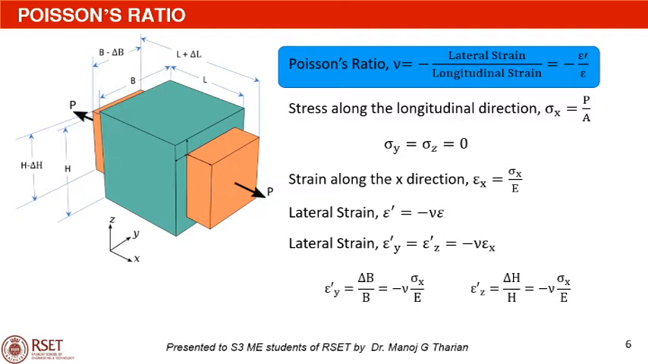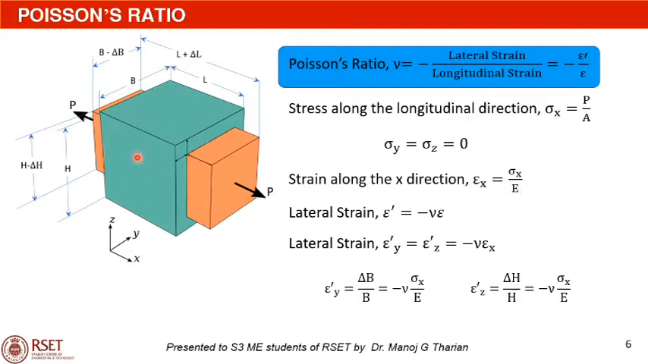The stress along the x direction is given by sigma x is equal to P divided by A, where A is the area, B times H. The stress along the y and z directions are each equal to 0. The strain along the x direction is epsilon x, and it is equal to sigma x divided by capital E, where E is the Young's modulus.